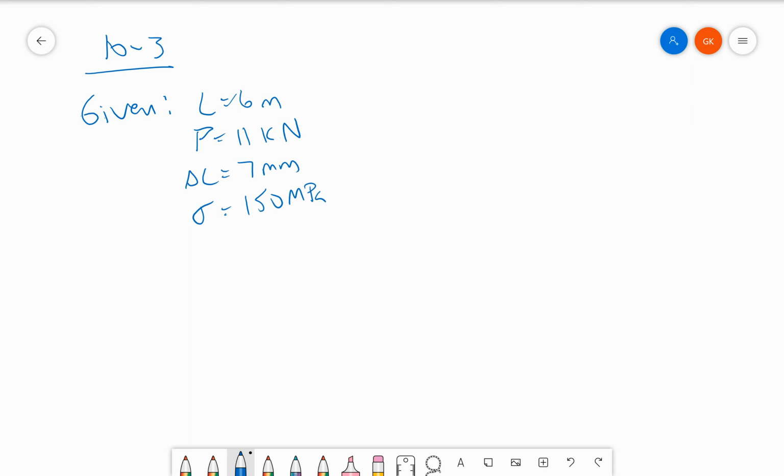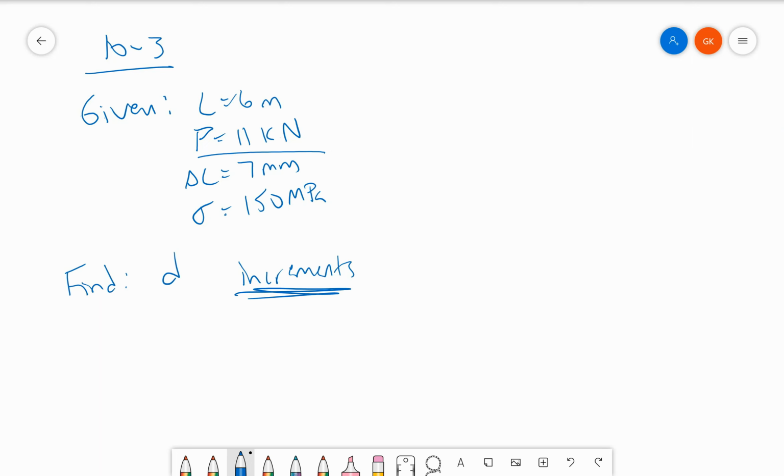Calculate the required rod diameter to 1 millimeter. So find D, but in increments of 1 millimeter. Remember, if we're doing increments, if we're in between two, we've got to go bigger because we can't go smaller, otherwise it fails.